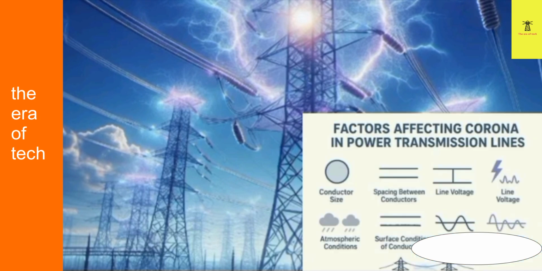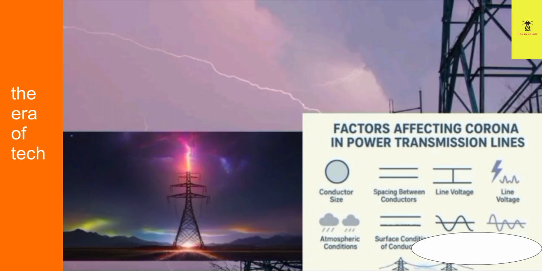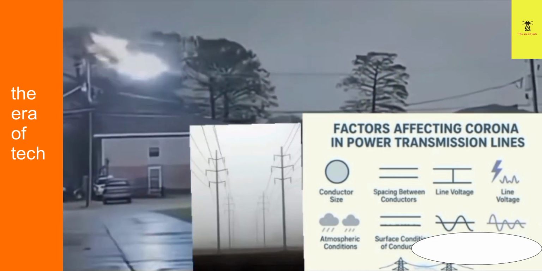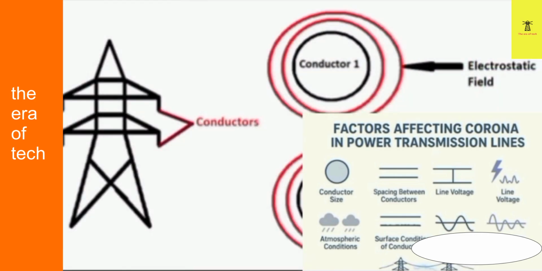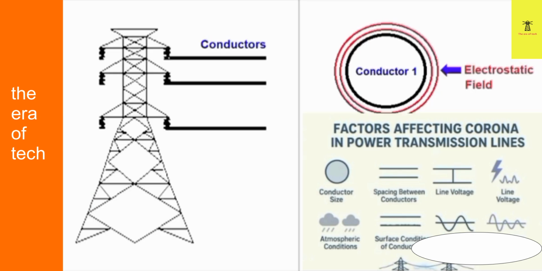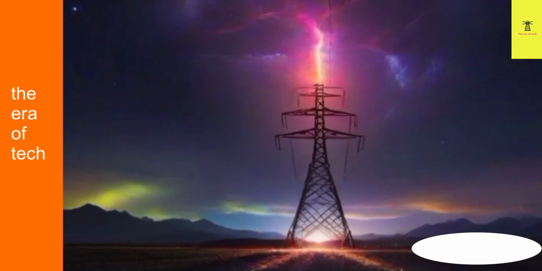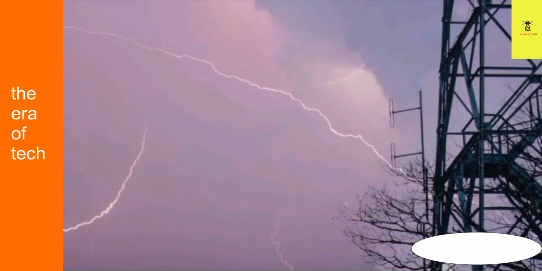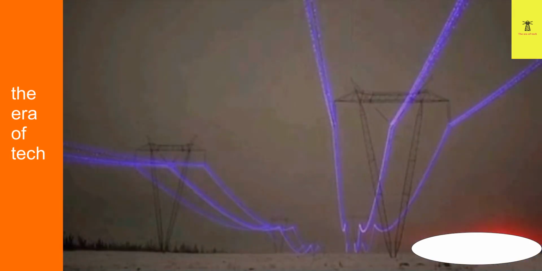Corona occurs because of high voltage, small conductor diameter, sharp points or irregular surfaces, high line loading, and bad weather like rain, fog, dust, and humidity. These are the causes of the corona. When the surface electric field becomes extremely high, it knocks electrons off air molecules, causing ionization.